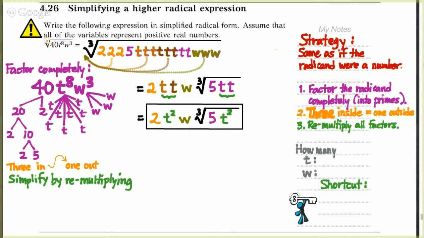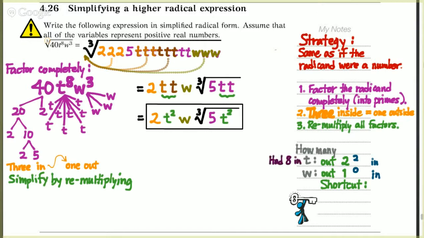So let's take a look at our final answer in this problem and ask, how many t's did we end up with and how many w's did we end up with? Well, on the outside of the radical, we ended up with 2 factors of t and 1 factor of w. On the inside of the radical, we ended up with 2 factors of t and no factors of w. And here's the key. How could we have known that up front? Well, when we're looking for groups of 3, we're really dividing the number of factors of t and w that we started with by 3, taking the whole quotient and bringing that number of t's and w's to the outside, and the remainder has to stay underneath. So that's really what we were doing.